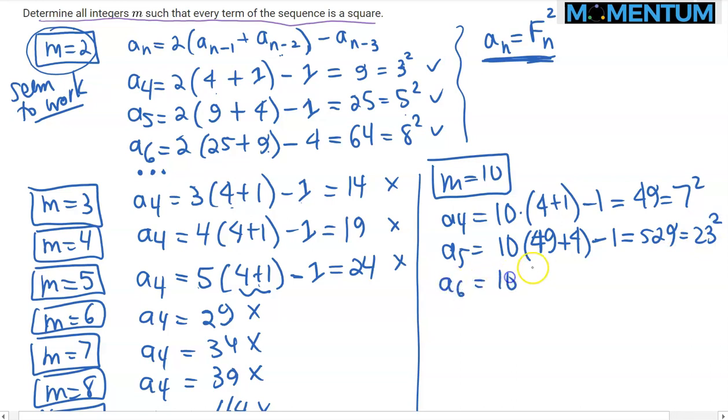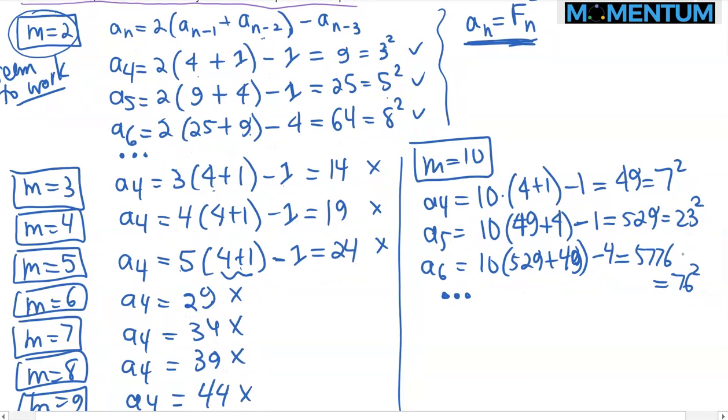A6, you can try, okay, let me do one more. So that would be 529 plus 49 minus 4, I think. There you go. So 529 plus 49 is 578 times 10 is 5780. Subtract 4, 5776. And this one, I won't lie to you, I did use actually a calculator. That gives me 76 square. And so on. Now, as you can see here, the pattern is slightly harder to see.